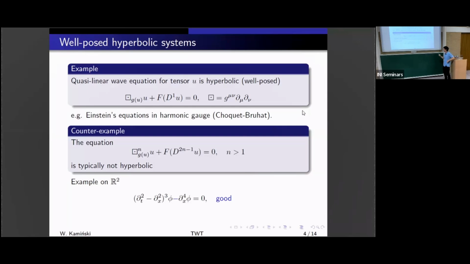And I gave examples here. If it's not hyperbolic, one can also expect that things like that will not be hyperbolic, even with constant coefficients and linear. And in fact, one can find many examples, and this is one of them. So suppose that we have an equation like that.